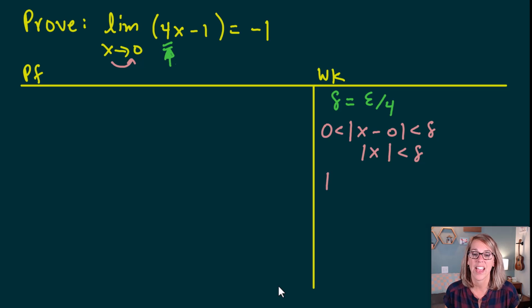I also need my epsilon statement. So my function is 4x minus 1, so absolute value of 4x minus 1, and our limit is -1. So minus -1 is less than epsilon.